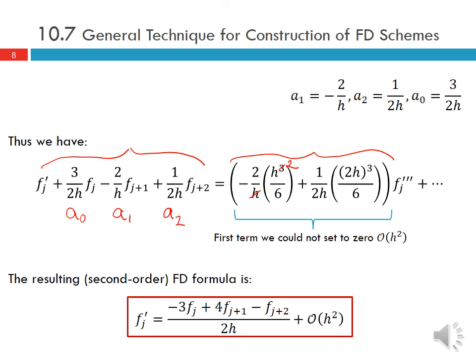So the resulting second order finite difference formula is given as shown here. So the first derivative at point j can be approximated with second order accuracy by evaluating minus 3fj plus 4fj plus 1 minus fj plus 2 all over 2h. So this is with the restriction of these particular points that we wanted. This was our stencil, remember, fj, fj plus 1, and fj plus 2. With those particular points, this is the highest accuracy formula that we can get.